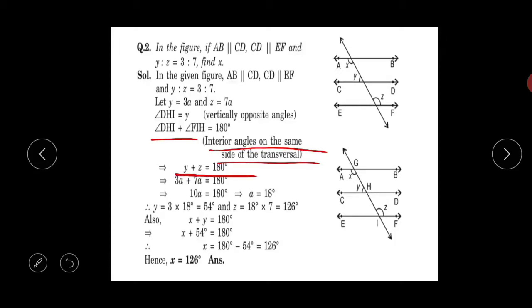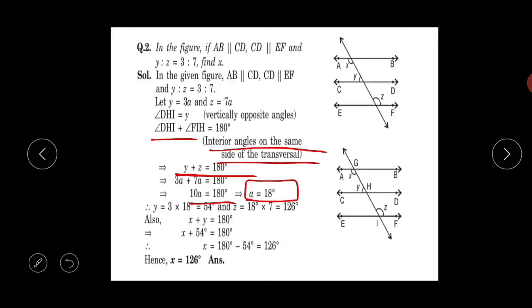Now we can put the value of y, which is 3a, and the value of z, which is 7a, equal to 180. So 3a plus 7a is equal to 180. Therefore 10a is equal to 180. That means a will be equivalent to 18 degree. We got the value of a.